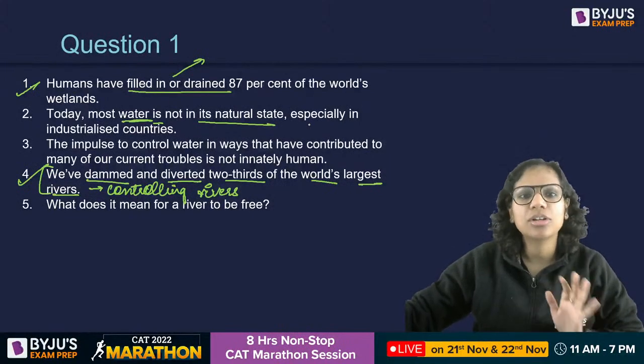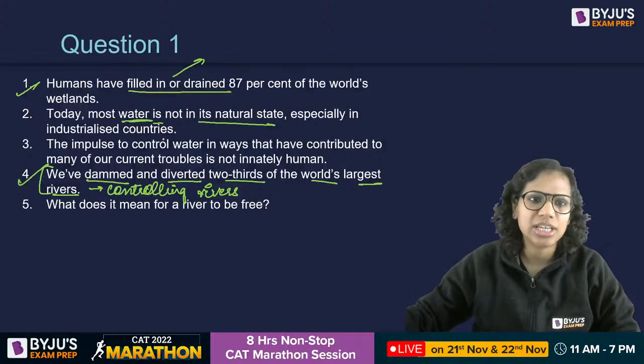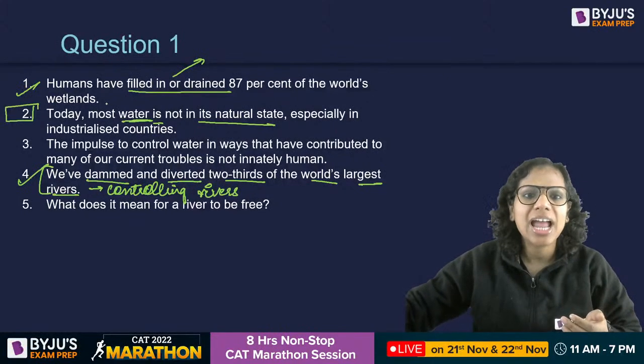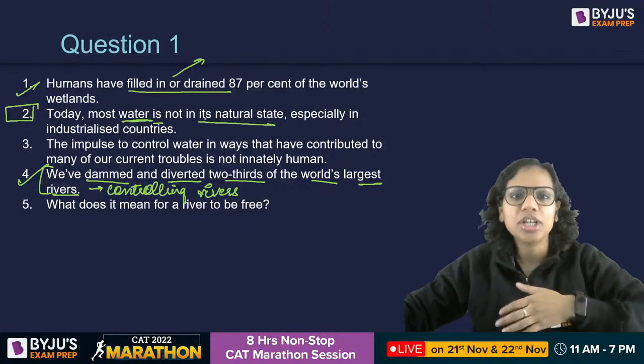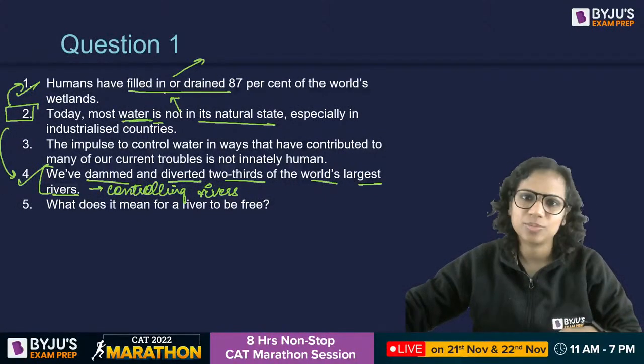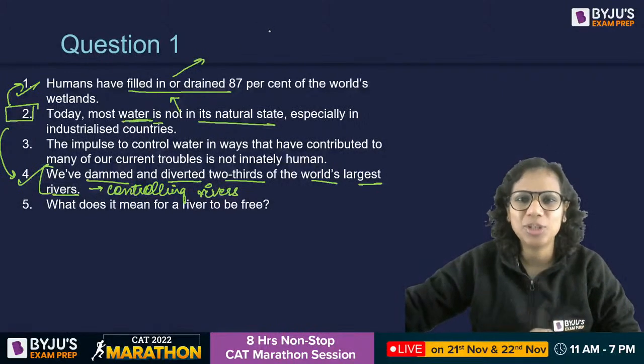Today, most water is not in its natural state, especially in industrialized countries. So, this looks like it could be the opening sentence. First, I tell you that water is not in its natural state, then I give you 1 and 4 as examples, isn't it? So 2, 1, 4 definitely belong. It comes to 3 versus 5.